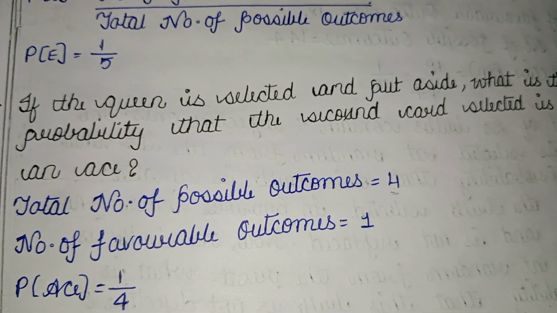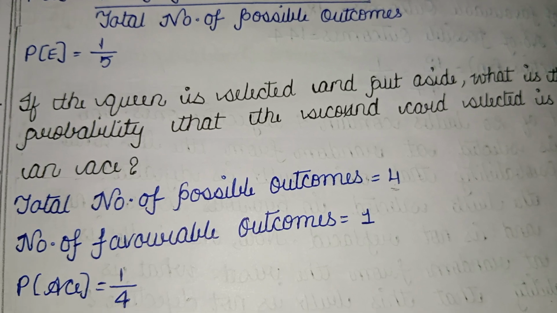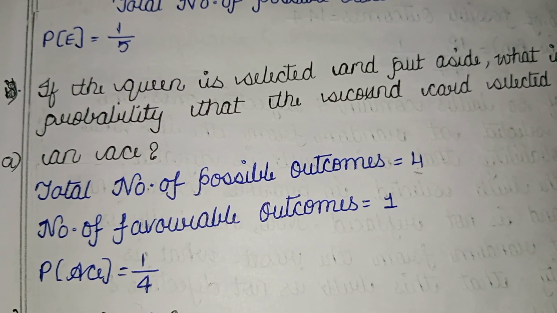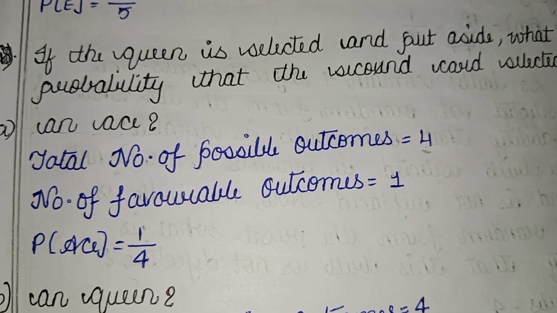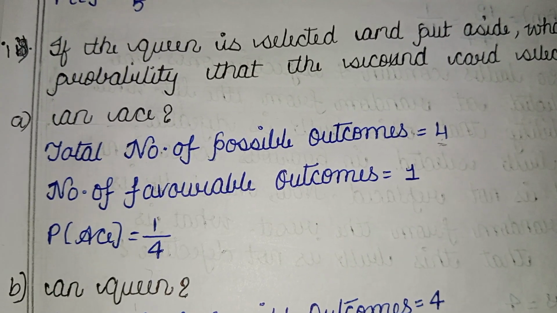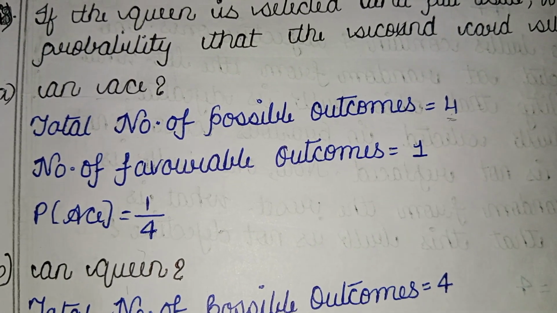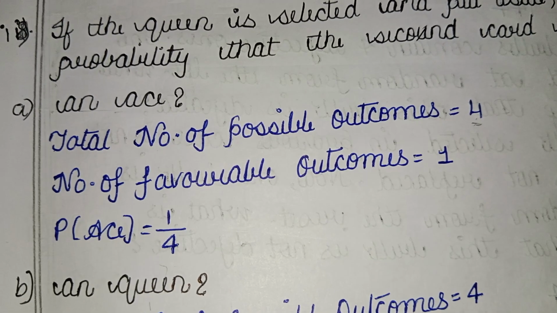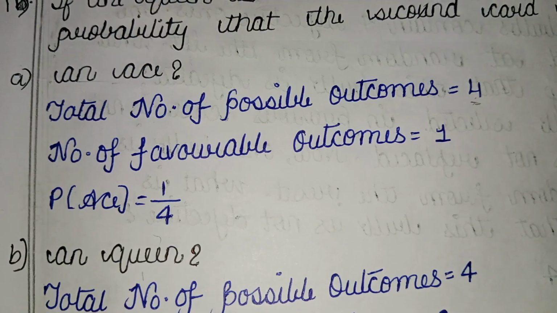Second, if the queen is selected and put aside, what is the probability that the second card selected is an ace? Now, queen is taken and put aside, which means removed from the cards. You should not count it from the 5 cards. Now, how many cards are there? 5 minus 1 is equal to total possible outcomes 4. How many ace cards are there? 1. Favorable outcomes 1. Probability of ace is equal to 1 by 4.